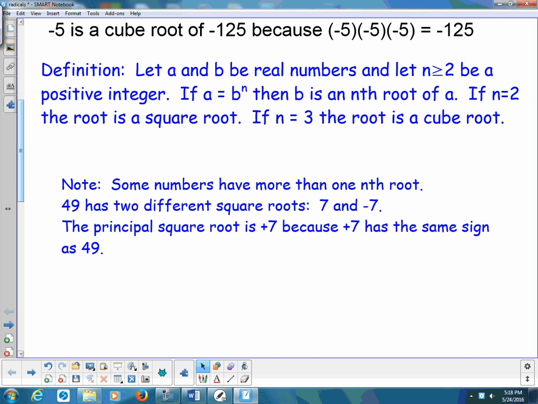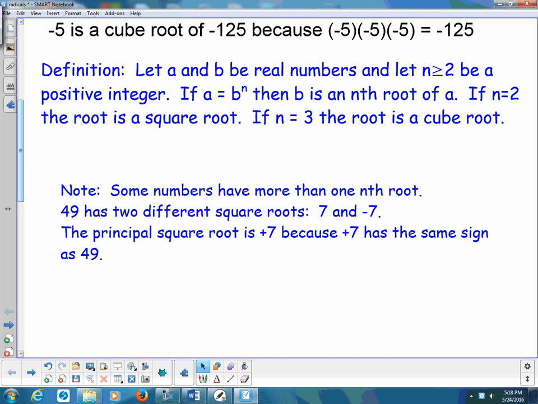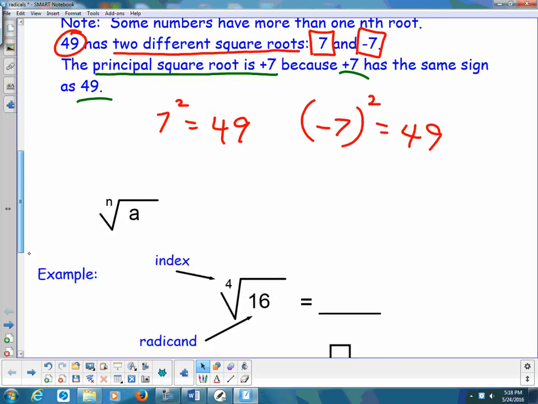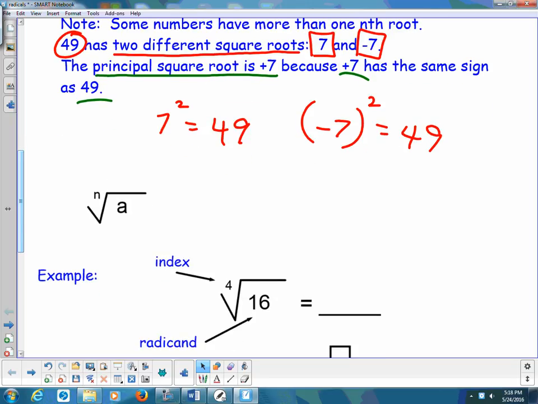All right, note, some numbers have more than one nth root. 49, for example, has 2 different square roots, namely 7 and negative 7. So why do we say that? Because 7, when squared, gives us 49, and negative 7, when squared, also gives us 49. The principal square root is going to be positive 7, though, because positive 7 has the same sign as positive 49.